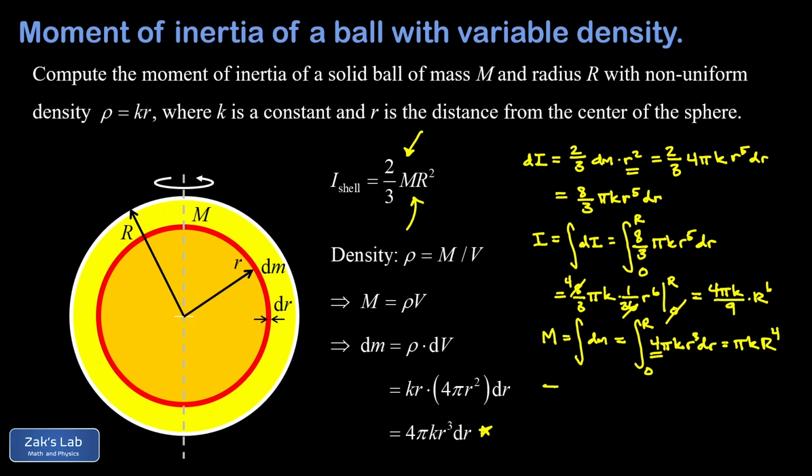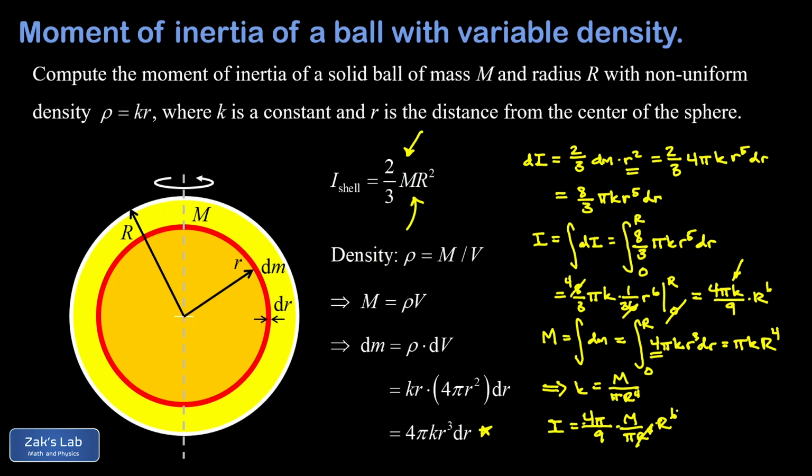Okay, so this means our k can be written in terms of m and r as m over pi r to the fourth. And now we can replace the k in our formula for the moment of inertia with m over pi times r to the fourth. So making this replacement, we have that I is 4 pi over 9 times k, which is m over pi r to the fourth, times r to the sixth.